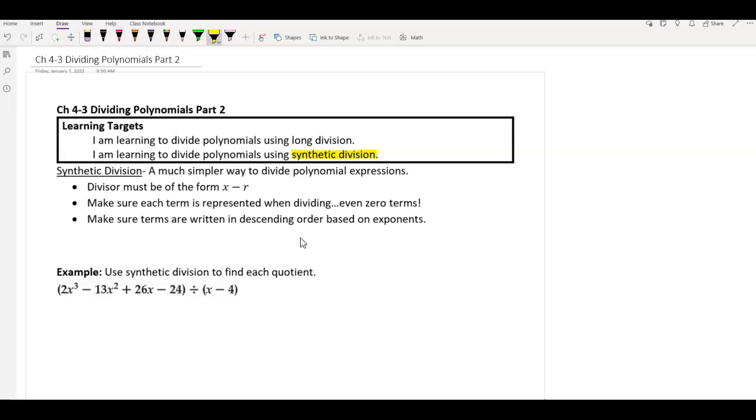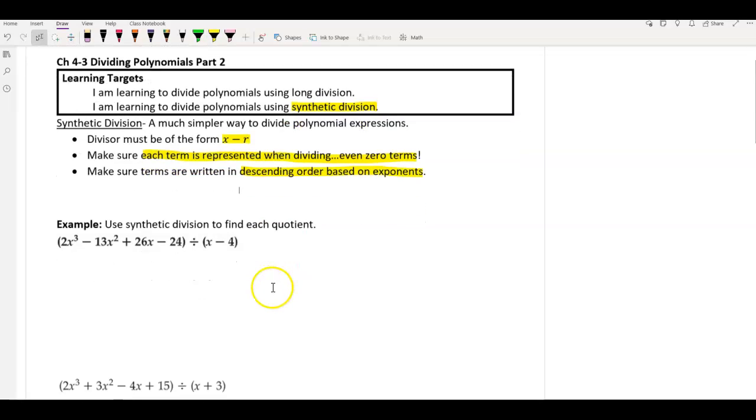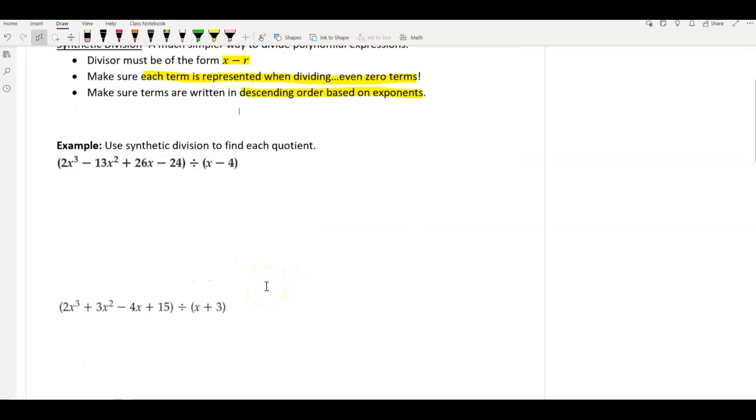First things first, the divisor must be in the form of x minus r, meaning x cannot have a coefficient. You want to make sure each term is represented, even the zero terms, and we'll have some more examples of that. And then once again, make sure terms are written in descending order based on the exponents. So we're going to use that synthetic division to find each quotient.